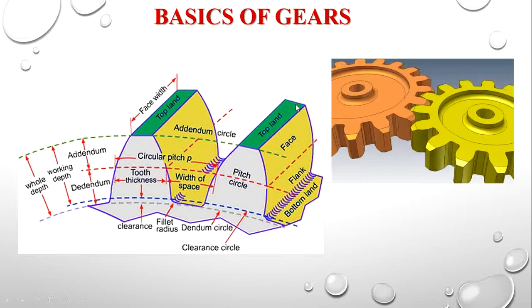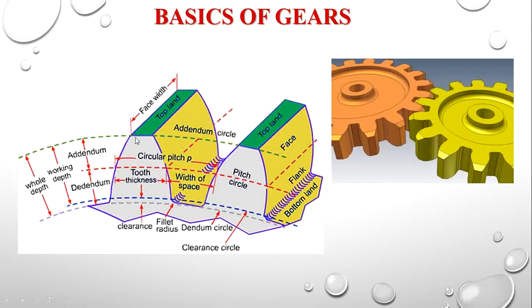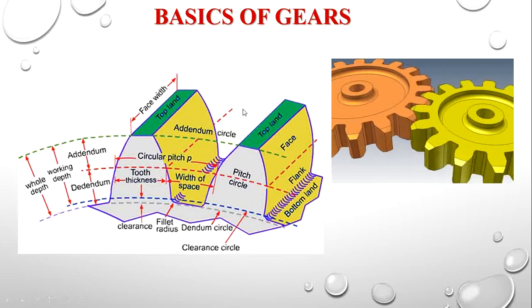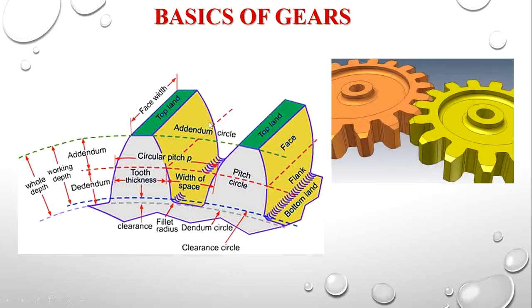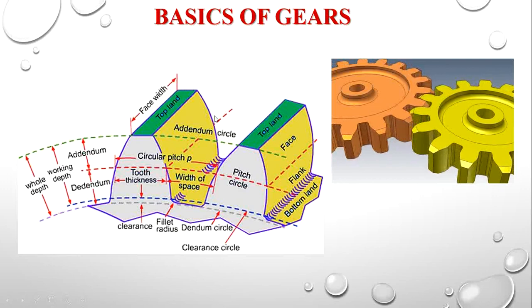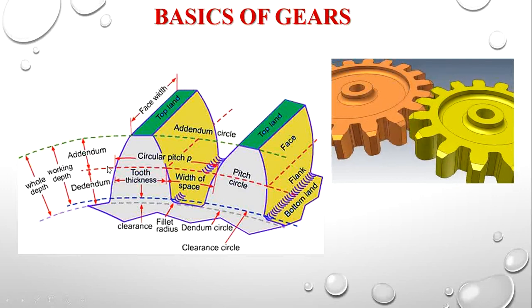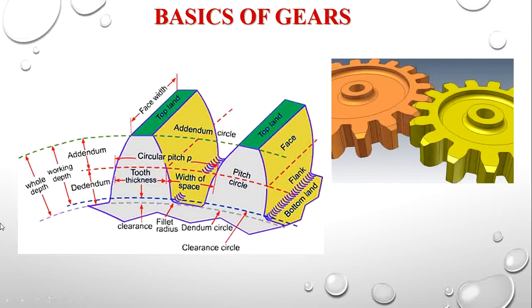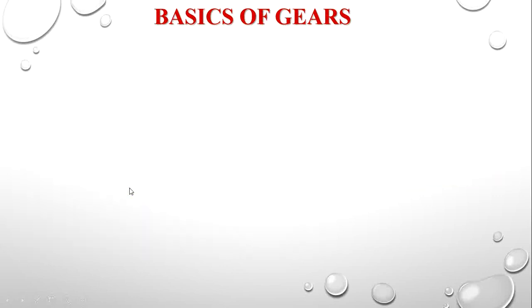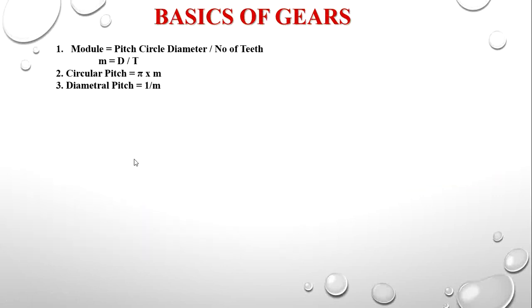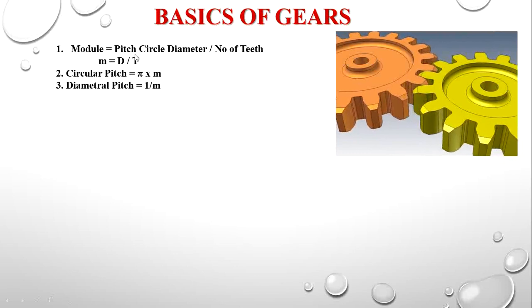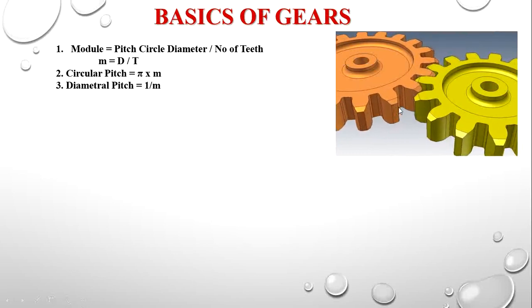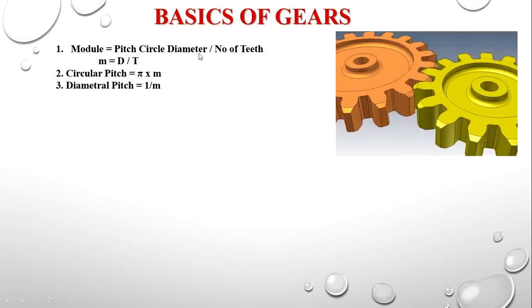This is about some important concepts and terminologies that we are going to use in gears. Without these terminologies we cannot design the gear and we cannot identify the velocity ratios and other concepts in gears. So all these are very important gear terminologies. Next we'll see more about how a gear can be specified. Usually a gear is specified in terms of only module. What is module? Module is the definition for pitch circle diameter divided by number of teeth.